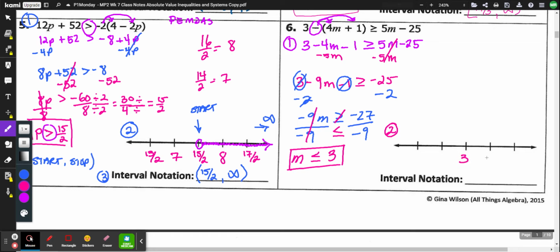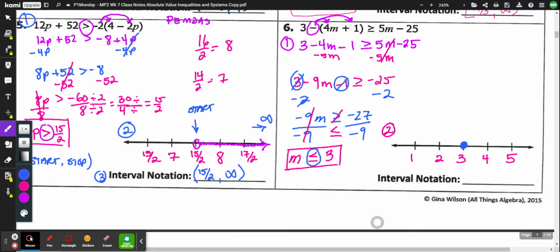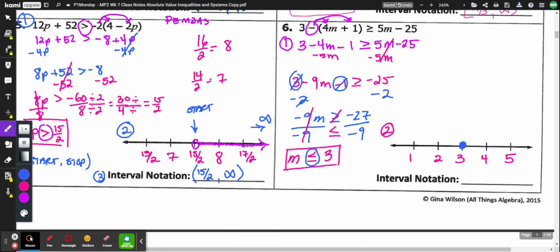We're going to write 3, then bigger numbers to the right, smaller numbers to the left. We're talking about a less than or equal to, so we're going to include the number 3, which means we're going to use a closed circle on the graph. And we're saying that m must be smaller than 3, so we're going to shade the left side of the number line. Arrow. And our last step is number 3, the interval notation. So where do we start? The arrow here indicates that we're going to be going all the way to negative infinity.